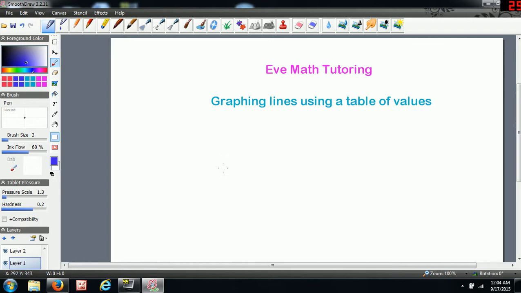Today's lesson is on graphing lines using a table of values. So if you're given an equation and you're asked to graph or plot the line, say you have the following example. One way to graph it is by using a table of values.